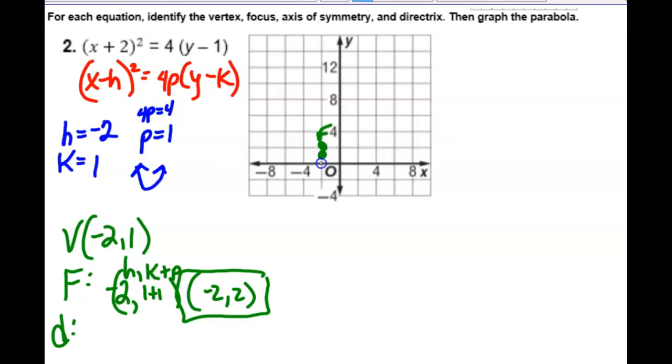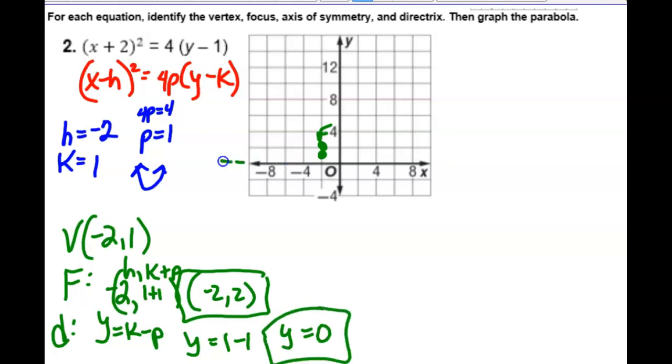Which means the directrix is 1 unit the other way. Formula is y equals k minus p. Y equals 1 minus 1 is y equals 0. Is this x-axis the equation y equals 0? All right. What are some points we might put in? Are we going to put in numbers for x or y this time? X. Always put them in the squared quantity. All right. What do you want to pick for x?